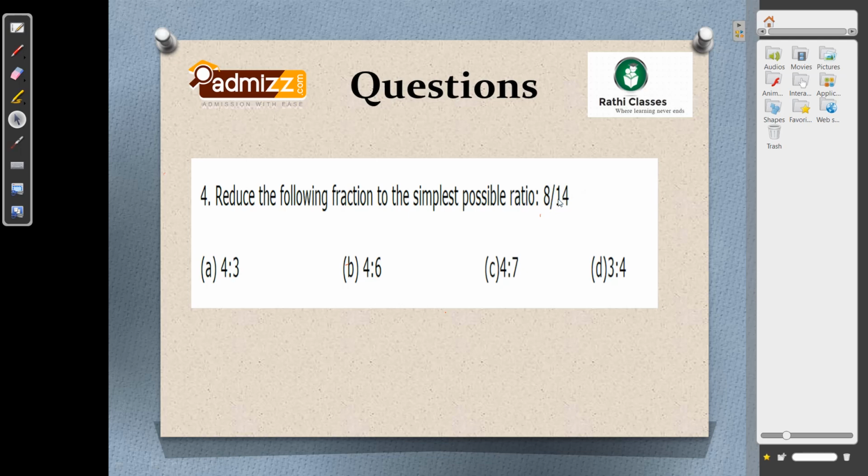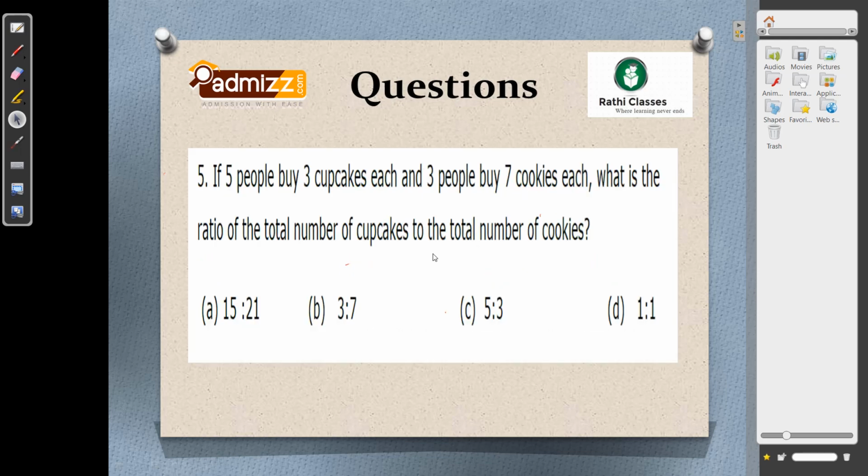So the answer would be 4:7. So answer is C. Next question.